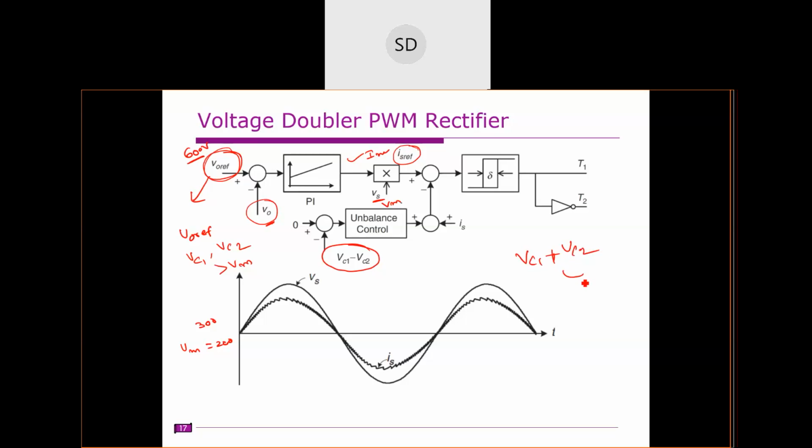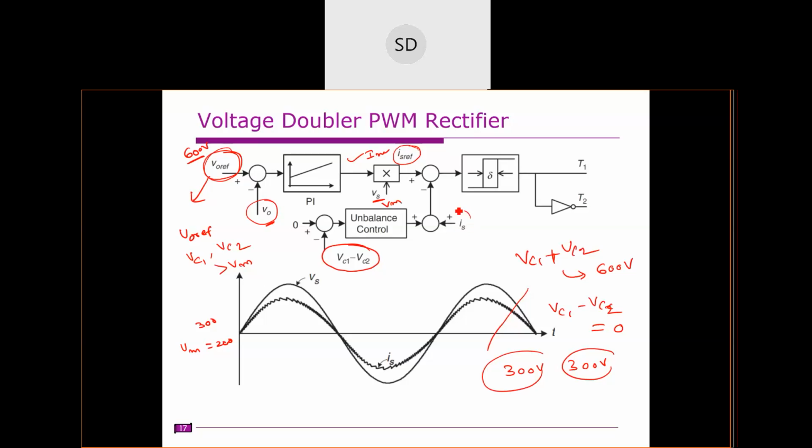And the difference we are trying to control to 0. That means under steady state, we can expect that one voltage is 300 and another voltage is 300. Then only this condition can be achieved, right? In both ways we are controlling: the sum will be equal to the actual reference, and the difference we are also controlling by using some PI controller.